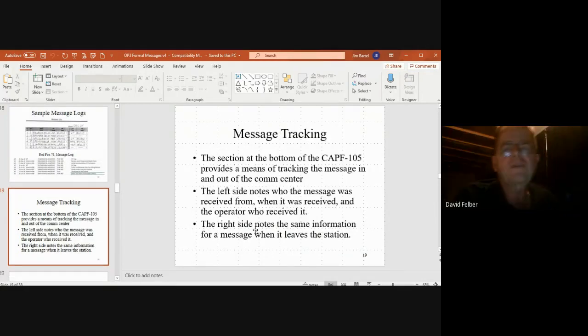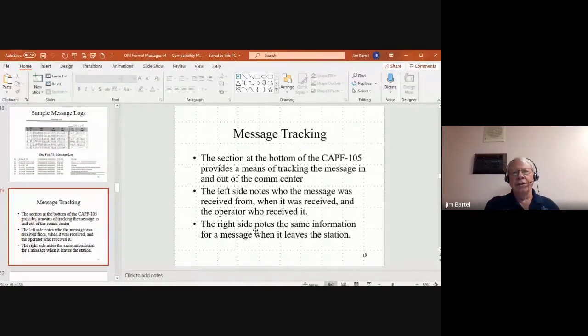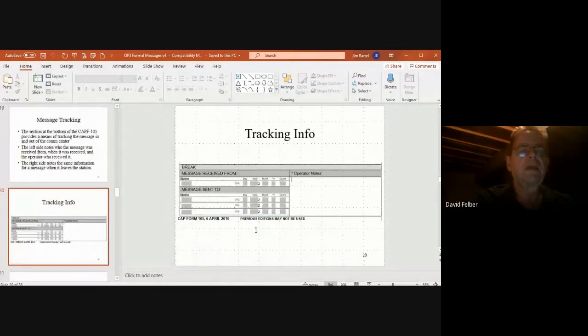Okay, the bottom section of the CAP Form 105 provides a means of tracking the message in and out of the station. The left side notes who the message was received from, when, and the operator who received it. The right side notes the same information for when a message leaves the station. Yeah, there should be pictures of all this here shortly. There it is.